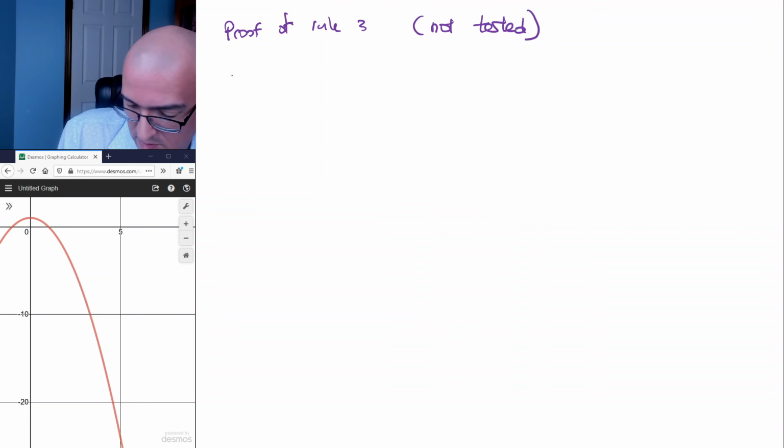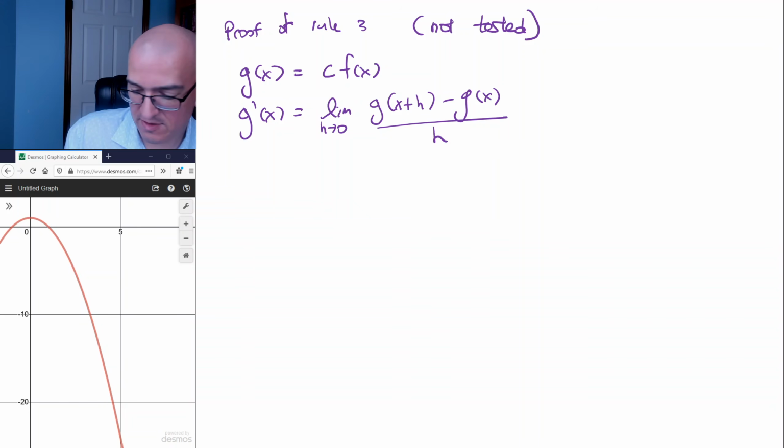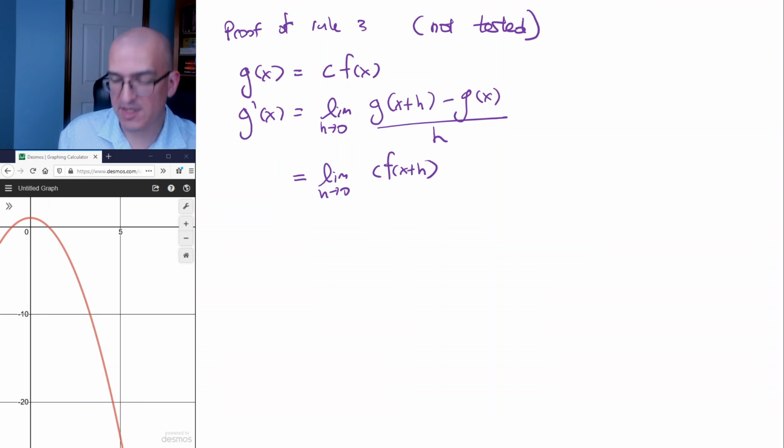So if f of x, or I'll call it g of x, I'll give it a different name. G of x is equal to c times f of x. Then g prime of x is the limit as h approaches 0 of g of x plus h minus g of x all over h. Now I'm going to replace g of x plus h by c times f of x plus h, just replacing all the x's by x plus h's. I'm going to replace the g of x by c times f of x.